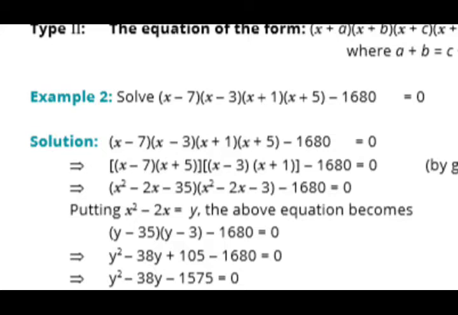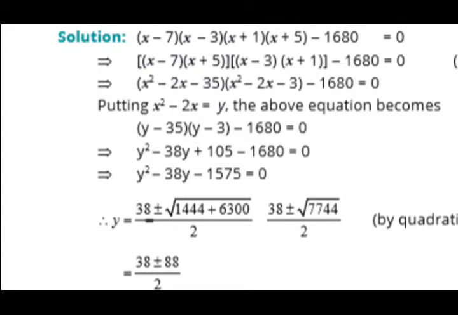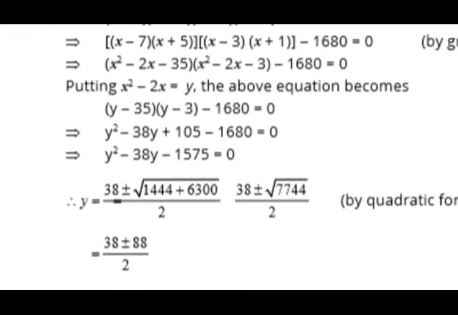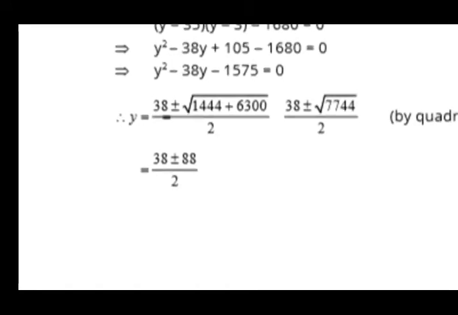Now we multiply these factors, and their first two values are the same because we arranged these values, and we let this same value equal to y, and then again we multiply these values and it becomes a quadratic equation. Now factorize if possible, otherwise we can apply the quadratic formula. Here a is equal to 1, b is equal to minus 38 and c is equal to minus 1575. And then solve for plus and minus.